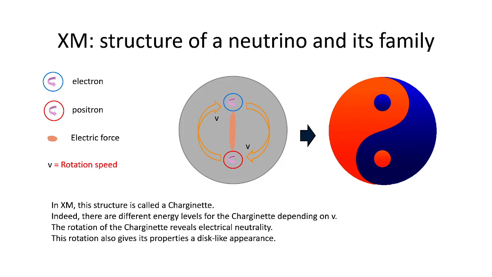In XM, this structure is called a charge net. And there are different energy levels for the charge net, depending on the V, the rotation speed. The rotation of the charge net reveals electrical neutrality. This rotation also gives its properties a disk-like appearance.